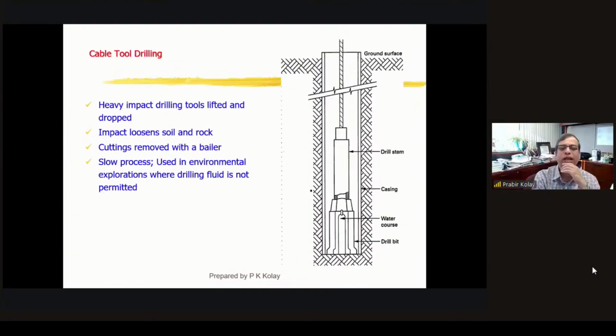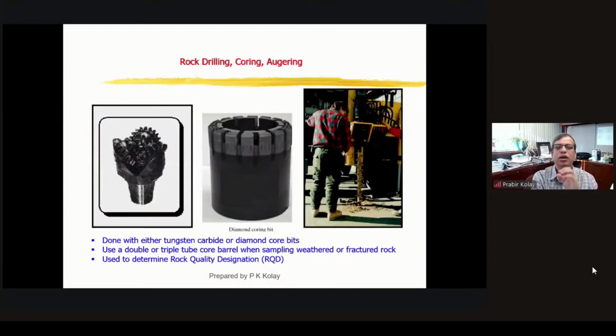The cable tool drilling. There are different types, and I'm not going to go into details. Rock drilling, coring or augering. Again, there are different types of attachments you need to add to cut the rock. Depending on how much of the rock is recovered, you can calculate it using the rock quality designation. Okay.